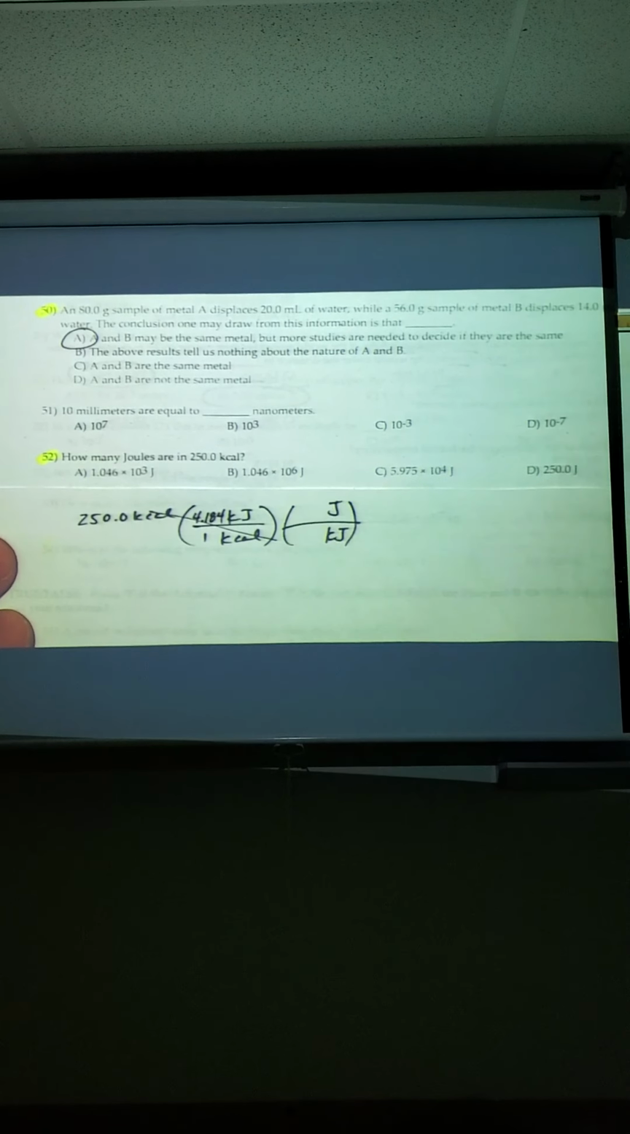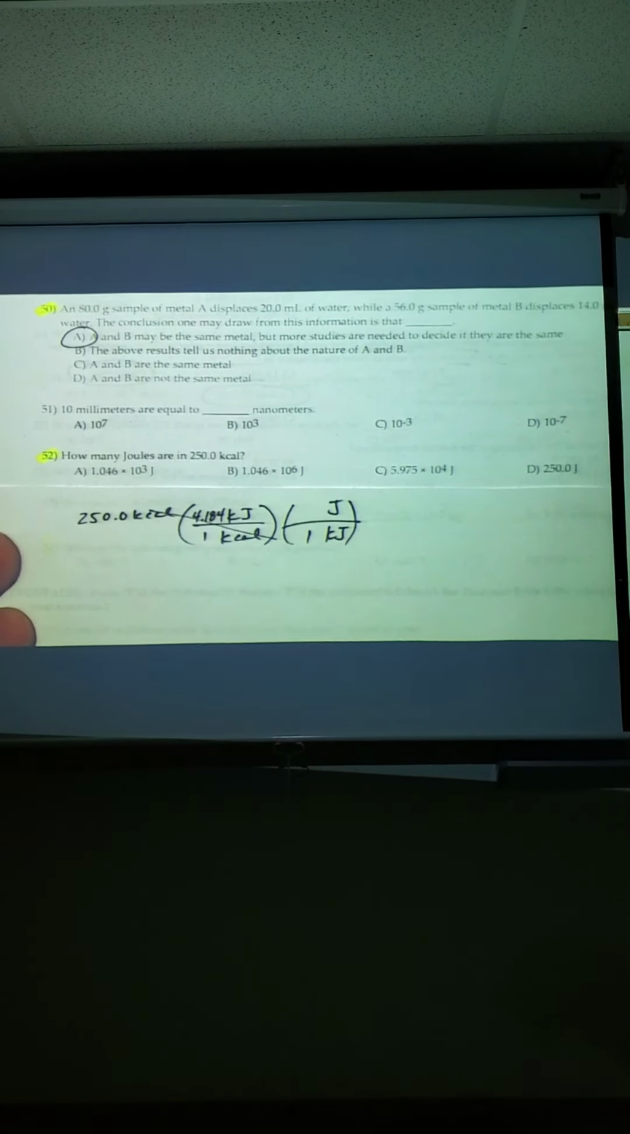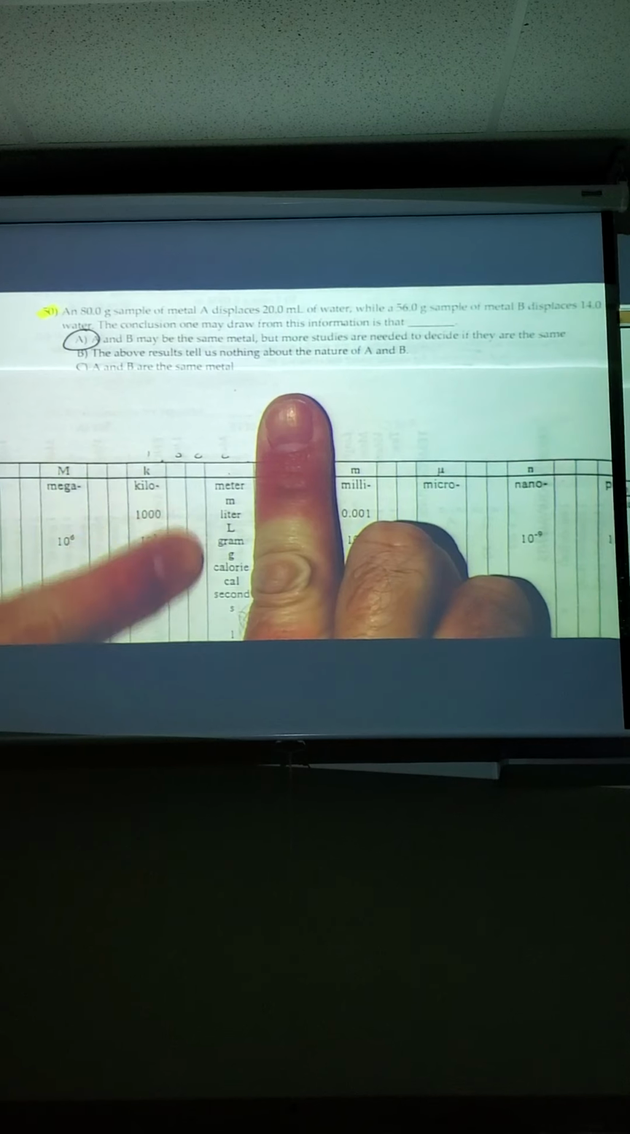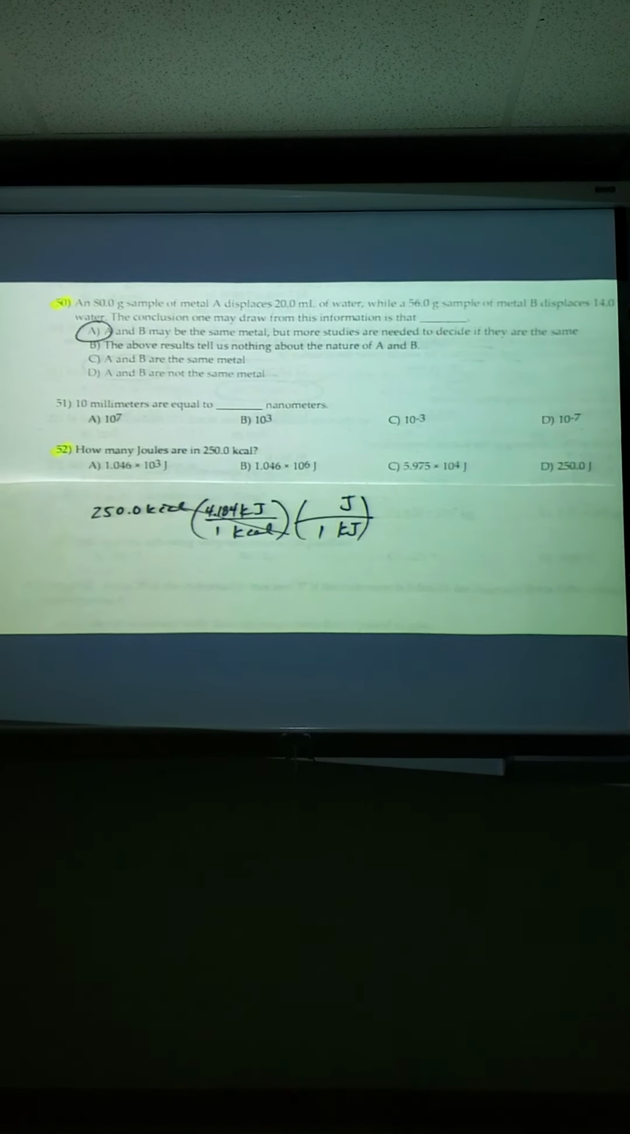Kilojoules and joules. In 1 kilojoule, how many joules? We go to the metric table for that. Joule is just another standard unit. So kilo to the standard unit of meter, liter, gram, or in this case, joules is 1,000. It's 3 columns after the 1.